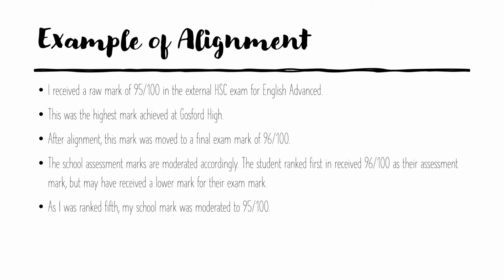But that student who ranked first may have received a lower mark for their exam mark. And as I was ranked fifth, my school mark was moderated to 95 out of 100, which makes sense because I was only 4 spots behind the top student, and the top student would have got 96 for their school mark.